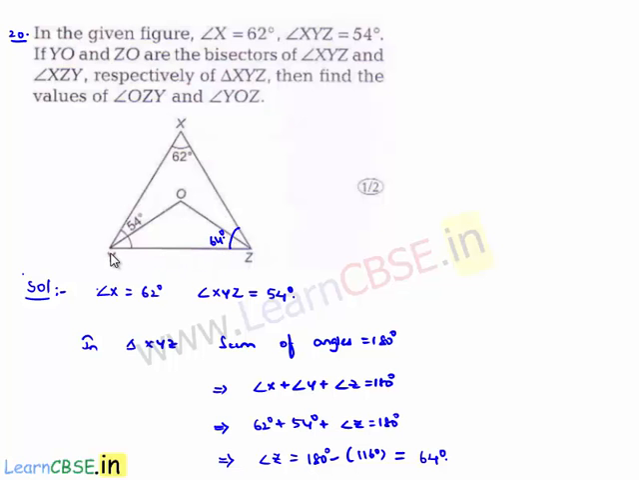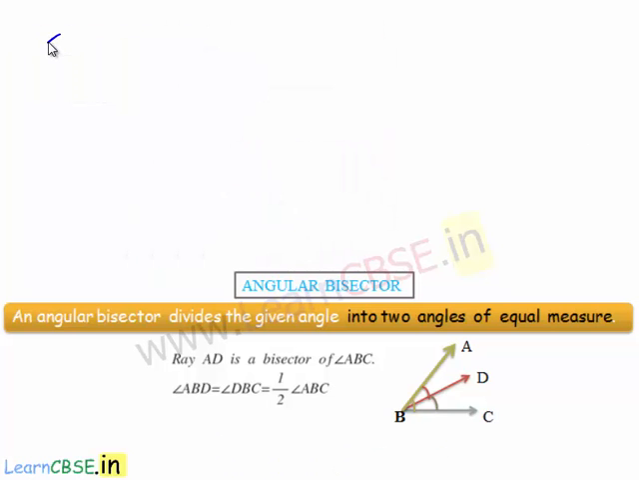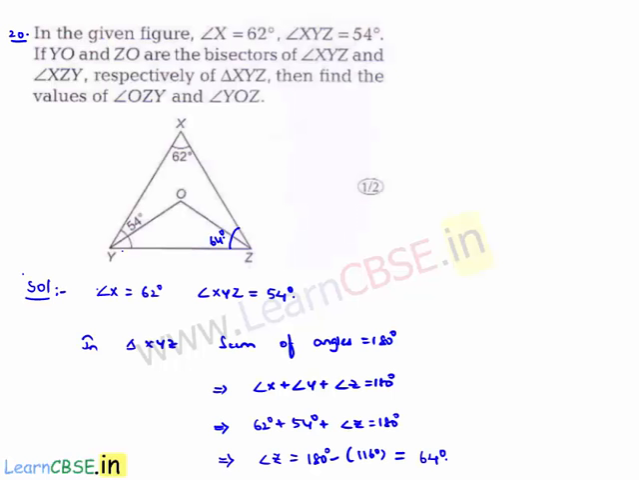He says that YO is the bisector of angle Y and ZO is the bisector of angle Z. Therefore here we can say that angle OYZ is equal to half of 54, that is nothing but 27 degrees, and angle OZY is equal to half of 64, that is equal to 32 degrees.